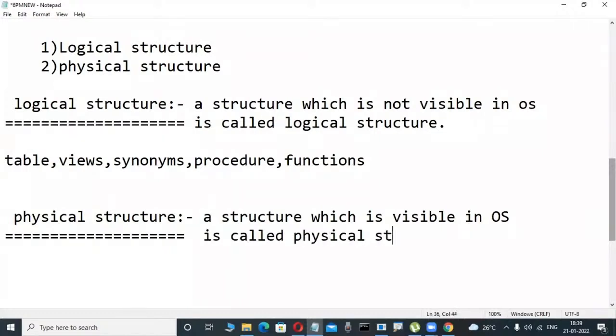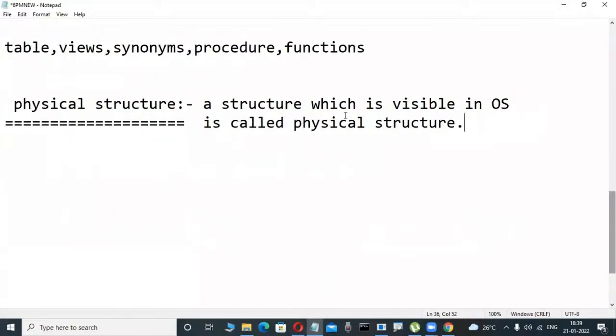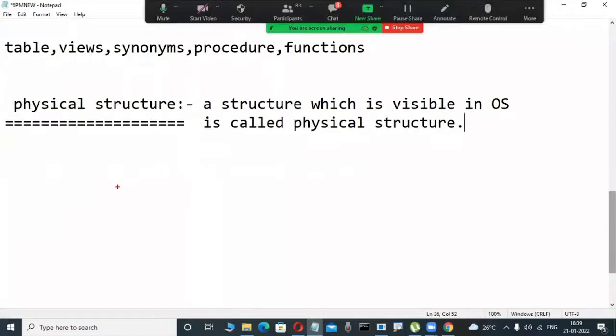Who are the people working in this physical structure? It's a big concept. I'm telling only the definition side today, because I will tell you which definition of a database is correct. A structure which is visible in the operating system is called a physical structure. Suppose you install software like PowerPoint, MS Access or Word, some physical files are created on the disk.